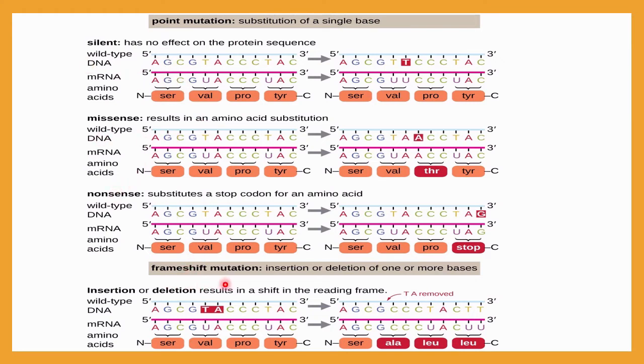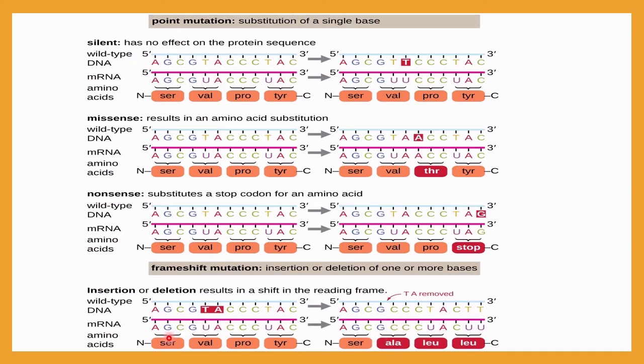Next is the frameshift mutation. Here what happens is an insertion or a deletion, sometimes insertion, sometimes deletion. Here you can see this is the TA, this is the normal one. And here you can see T and A are removed totally. This T and A portion is totally removed. As a result of the removal of T and A, the whole frame is changed.